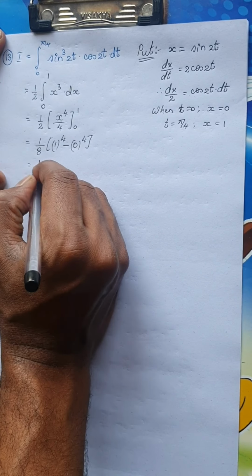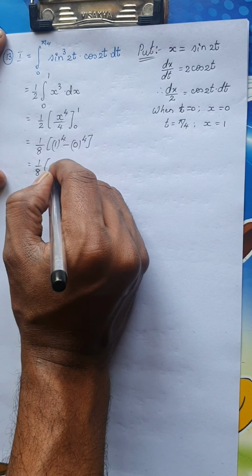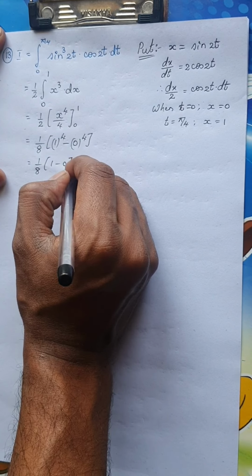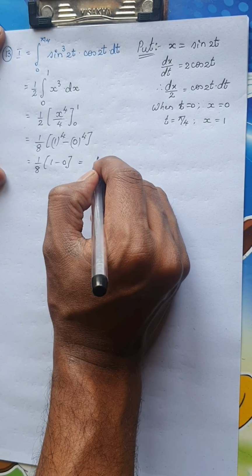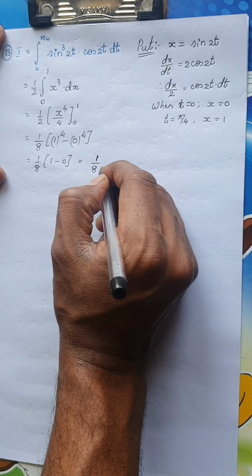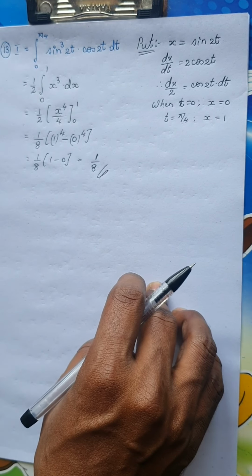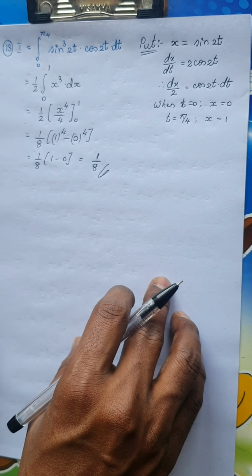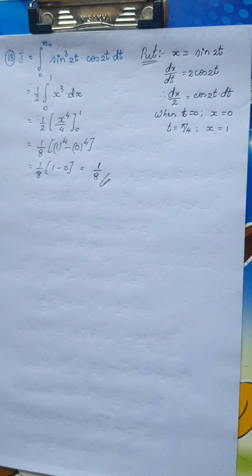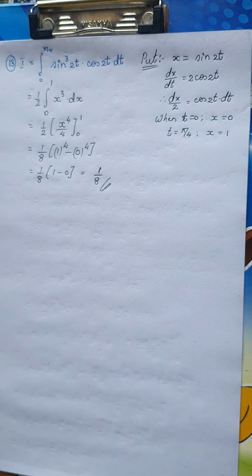Okay, right. This is nothing but 1 by 8 into 1 by 4 is 1 minus 0 power 4 is 0. So the final answer would be 1 by 8. Is it clear? Very simple question, isn't it? It looks very difficult, but it's actually a very simple question, right?